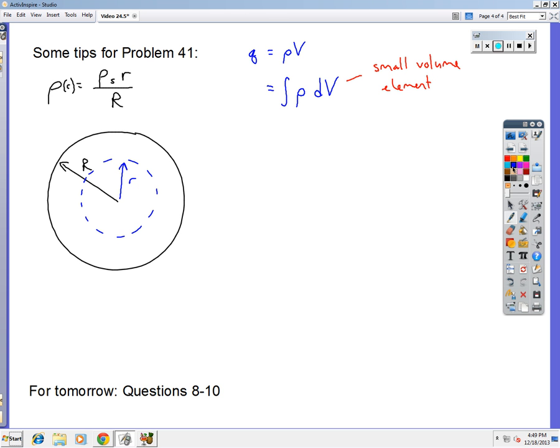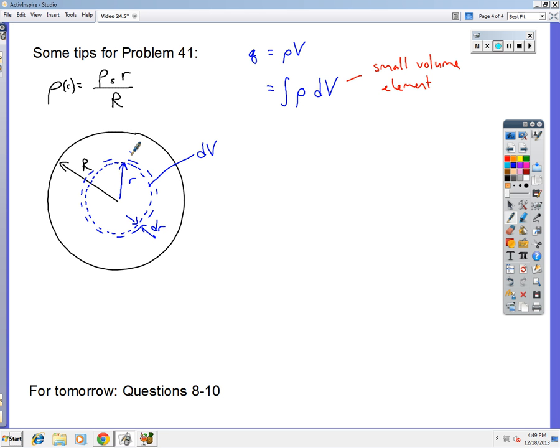So what we'll do is we'll pick our volume elements to be a series of very, very thin spherical shells of radius r and thickness dr. So all that is dV. The reason we do that is because charge density is a function of radius. And so since every point inside dV has the same radius, every point within dV will have the same charge density.